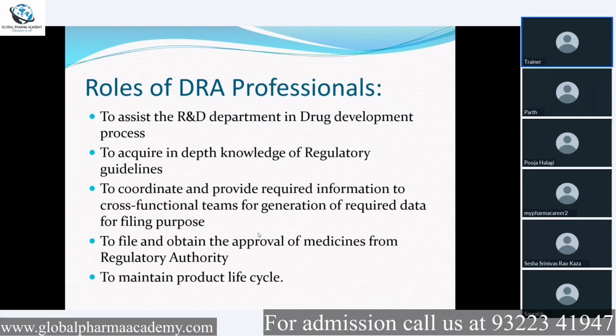So whatever change we make to the registered information, it is to be processed or conveyed to the authority through this process. It is called a variation. So variation is a part of maintaining the product life cycle.